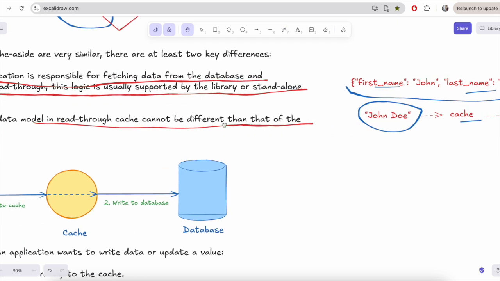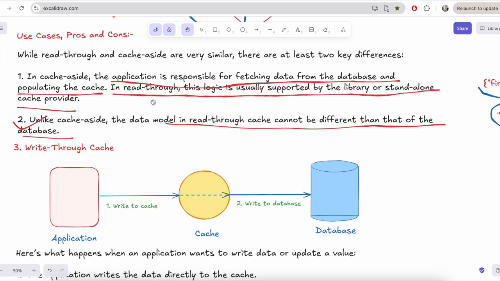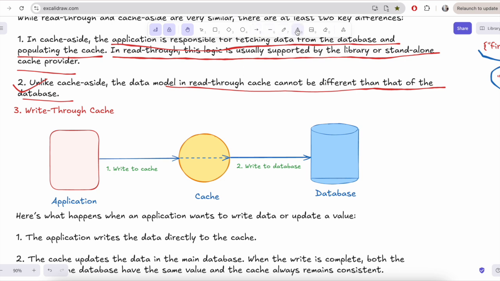But in case of read through cache, your application is not the one which is getting the data from the DB in case of a cache miss. Here the library or a standalone cache provider is the one getting the data from the database. That means your data schema, or the format of the data, should be the same in the cache and the database. It cannot be different. So in this case, both should be the same.